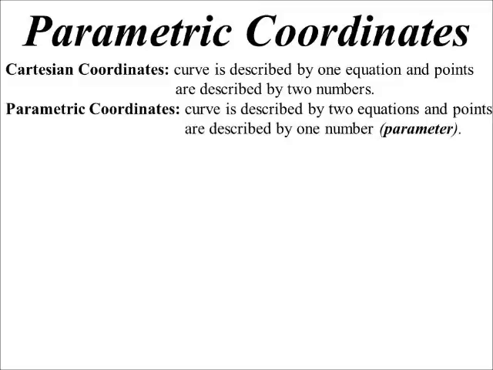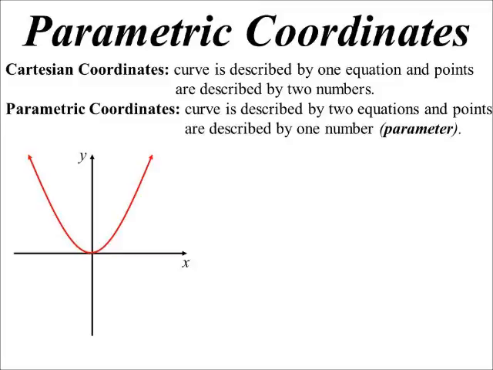Parametrics is sort of like the other way around, where we can describe the curve by two equations. One equation for the x value, and one equation for the y value. And then we can represent the point with just one number. And then we substitute that into both of the equations to work out whatever the coordinate is. Now that number that we substitute in is what's called a parameter. So that's what's known as the parameter. So let's have a look at an example.